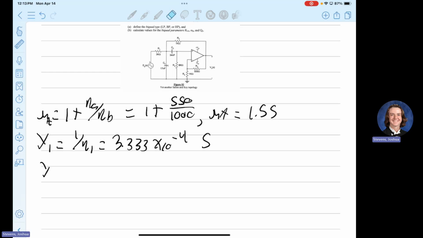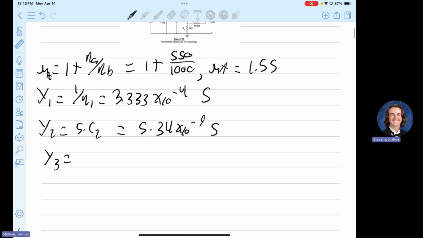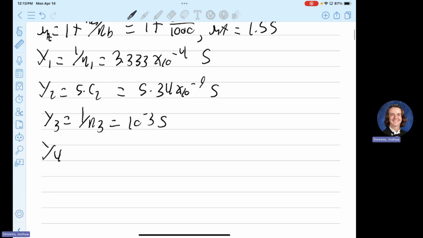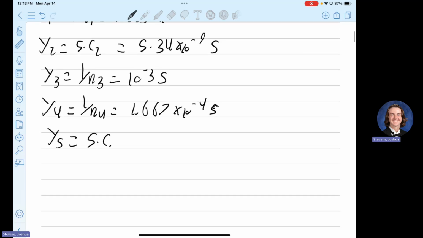You have a Y2 equals S times C2, which equals S times 34 times 10 to the negative 9th Siemens. Y3 is 1 over R3, which just becomes 10 to the negative 3rd Siemens. Y4 is 1 over R4, which becomes 1.667 times 10 to the negative 4th Siemens. And Y5 equals S times C5, which equals S times 17 times 10 to the negative 9th Siemens.